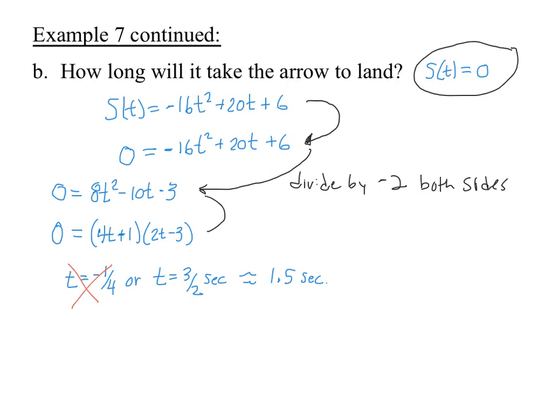Now this thing is factorable. It's factorable into two pieces: 4t plus 1 times 2t minus 3. When we set those equal to 0, we get t is equal to negative 1/4, which doesn't work because you can't have a negative time. But the other one does work. t is equal to 3/2 seconds, which is approximately 1.5 seconds.